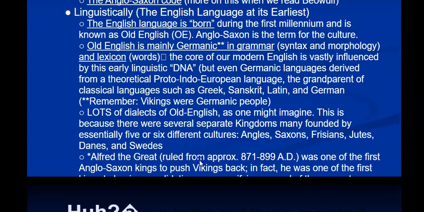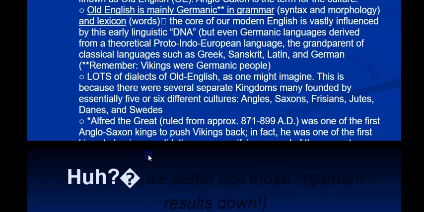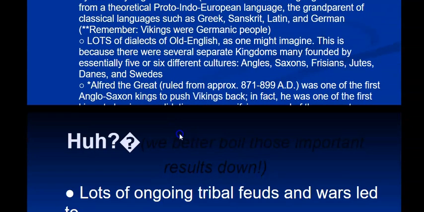There were lots of dialects of Old English, as one might imagine. This is because there were several separate kingdoms, many founded by essentially 5 or 6 different cultures: Angles and Saxons, Frisians, Jutes, and Danes and Swedes. Alfred the Great was one of the first Anglo-Saxon kings to push the Vikings back.